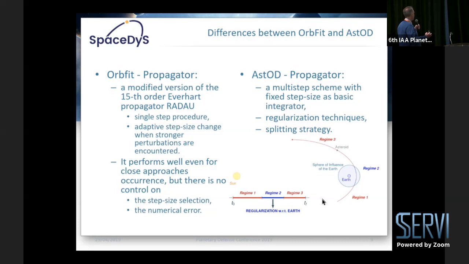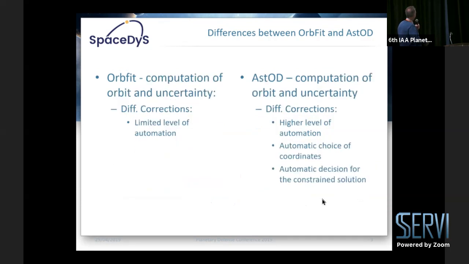ASTOD has a different philosophy. It's using a multi-step scheme. So when there is a close approach, there is a regularization technique and a splitting strategy that allows increasing the accuracy of the orbit determination. For the differential correction, in our old software there was a limited level of automation, and we introduced much more automation in the choice of coordinates and the decision on using or not the constraint solution.